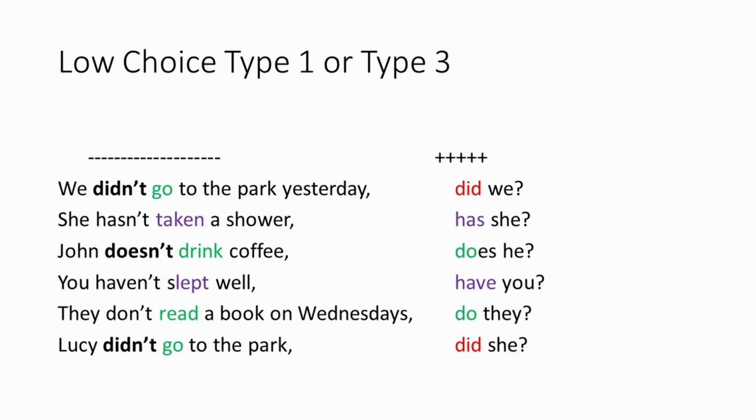Here it's slightly different to the ones we looked at before. These are negative statements. So we didn't go, she hasn't taken, John doesn't drink, you haven't slept. And the tag question is positive. Did we? Has she? Does he? Have you? Do they? Did she?